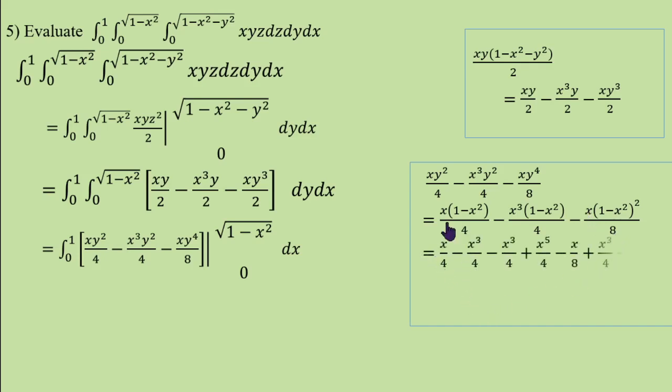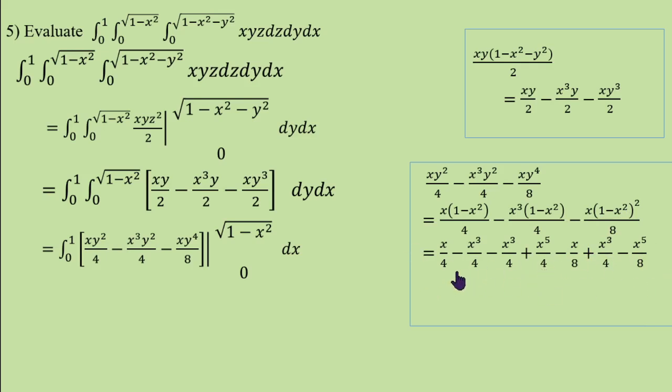So x by 4 minus x cube by 4 minus x cube by 4 plus x power 5 by 4 minus x by 8. Here minus minus plus 2 x cube by 8. That means x cube by 4. Last one is x power 4 into x with this minus sign, minus x power 5 by 8. Now how to simplify this?